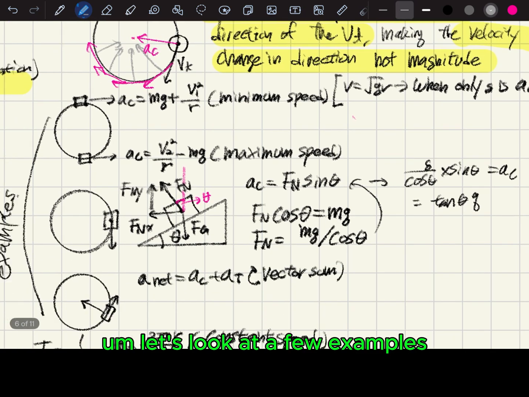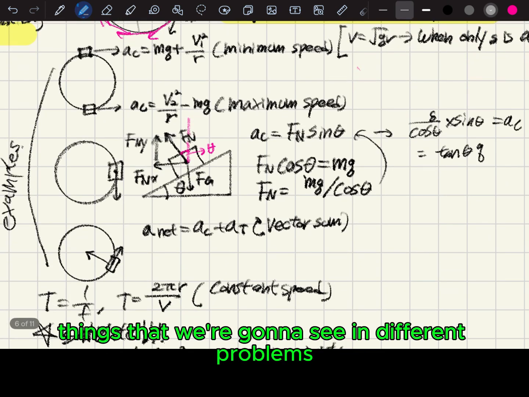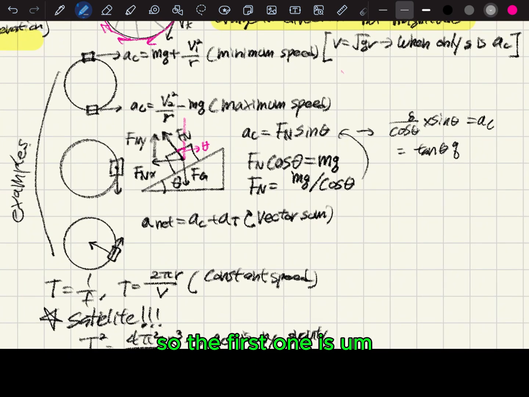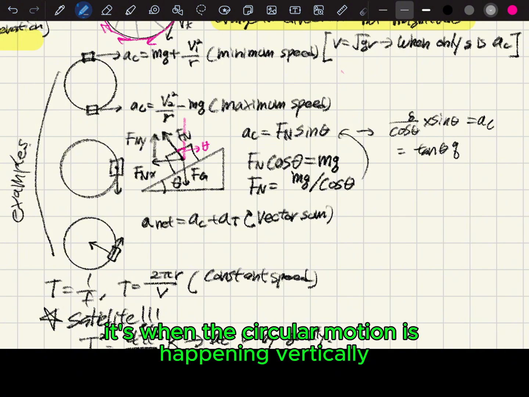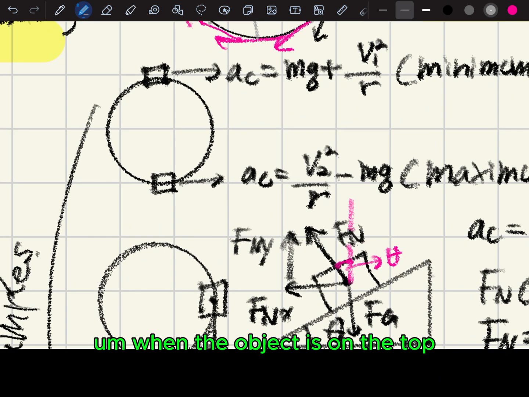Let's look at a few examples. So that was the most classic one, but there are certain things that we're going to see in different problems. The first one, I like to call it the roller coaster problem. It's when the circular motion is happening vertically, so it has the effect of gravity. For example, when the object is on the top, it's different.